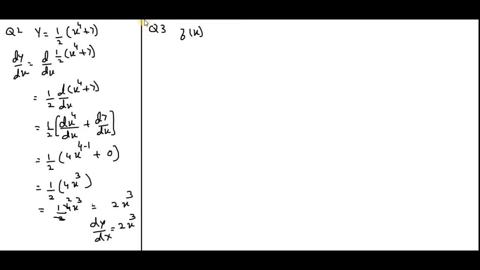Now question number 3. F of x is equal to x raised to power minus 3 plus 1 over x raised to power 7. Now this 1 over x raised to power 7 will be changed to the numerator as x raised to power minus 7, and then we are going to apply the power rule. So f dash of x is d by dx x raised to power minus 3 plus x raised to power minus 7.